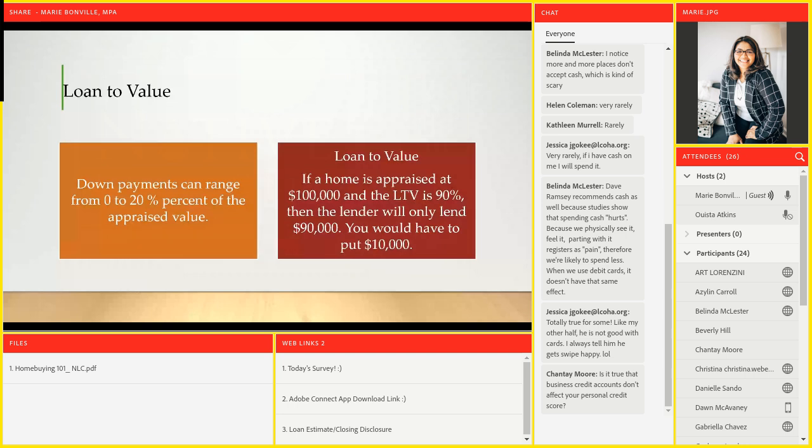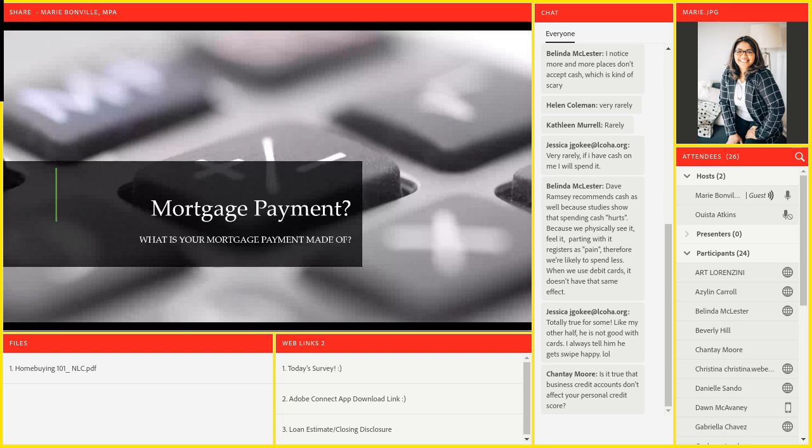Well, loan to value is something that the banks use to be able to determine how much will they actually loan you, right? So in the case of this particular person, if the appraised value is 100,000, which is a very low number, but it's easy math. Loan to value is 90%. The lender will only lend you 90,000. You have to put that additional 10, right?